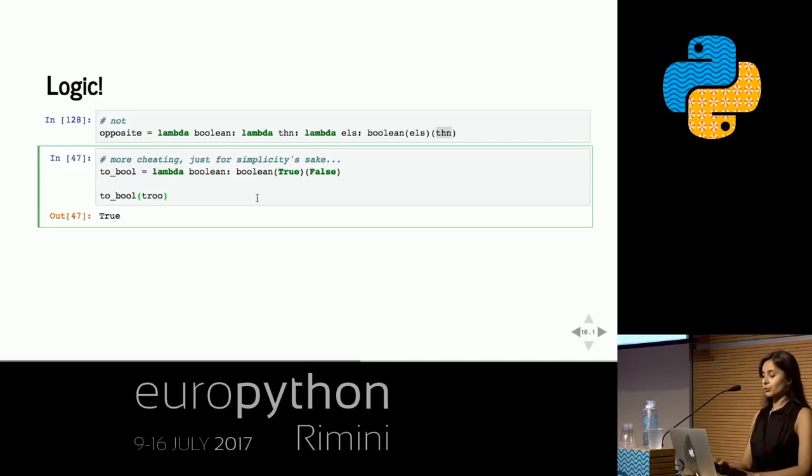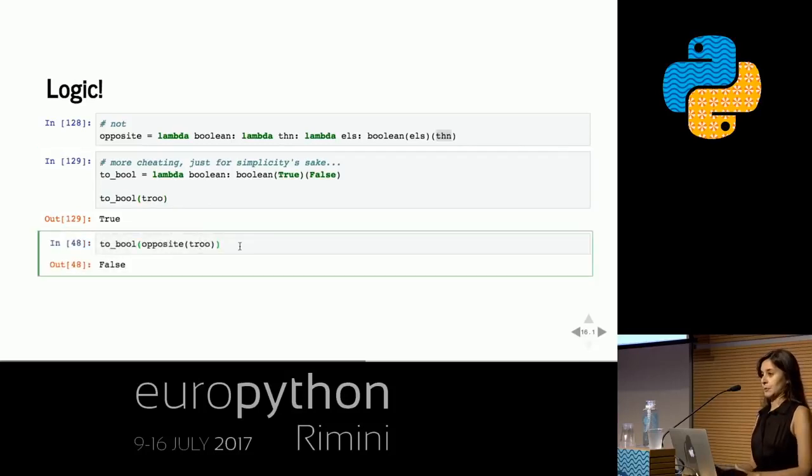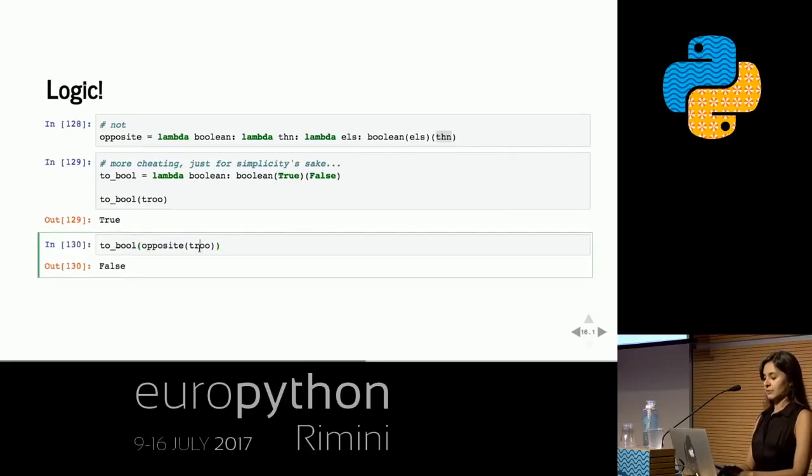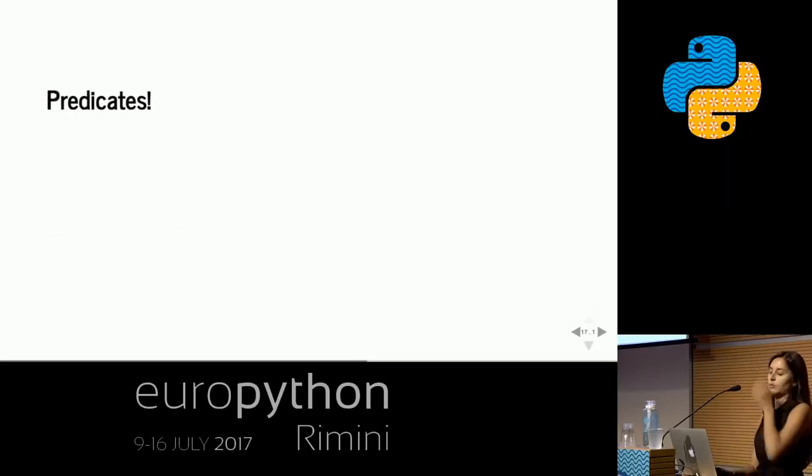If I convert true to Boolean, I should get true. Okay. And if I convert the opposite of true to a Boolean, I should get false. Ooh, that worked, but let's make sure. If I convert the opposite of false, I should get, yay! Okay, logic, step 1. But we need more logic.